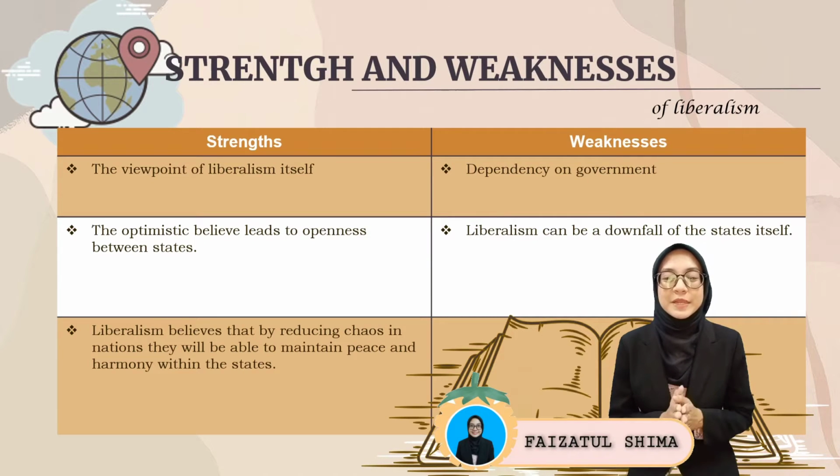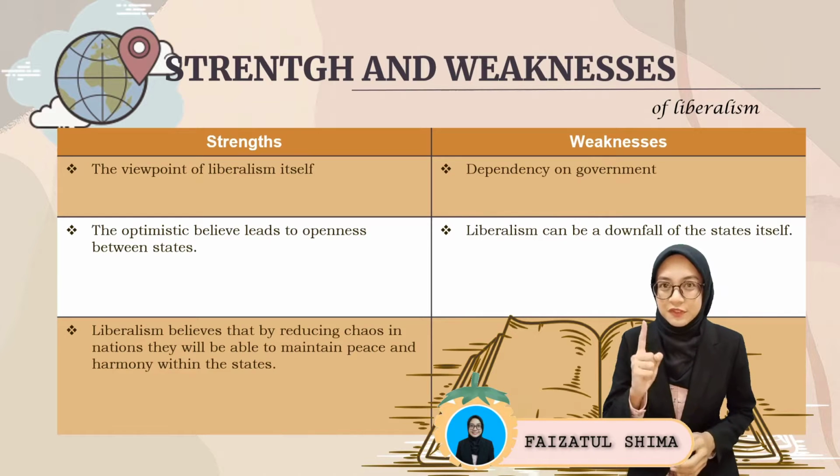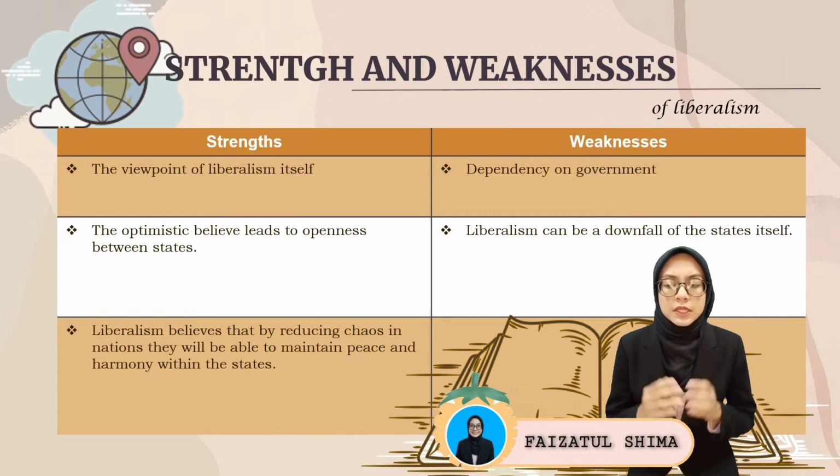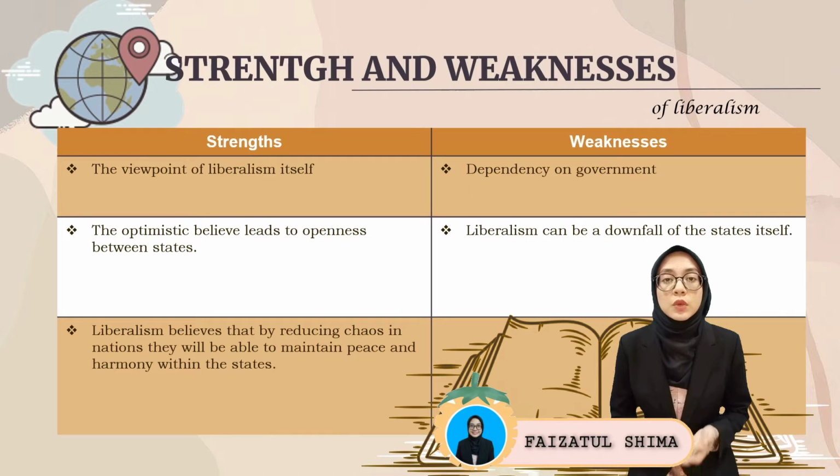I will explain about the strengths and weaknesses of liberalism. The first strength of liberalism is the viewpoint of liberalism itself, as it is categorized as an optimistic view because it believes that citizens from many nations will work together to achieve meaningful cooperation. The example that can be provided is the Arab League, the international organization that resolves foreign issues such as the Syrian civil war. Next, the optimistic belief leads to openness between states, as they believe that people of different backgrounds, races, and countries could stay together to gain a mutual interest.